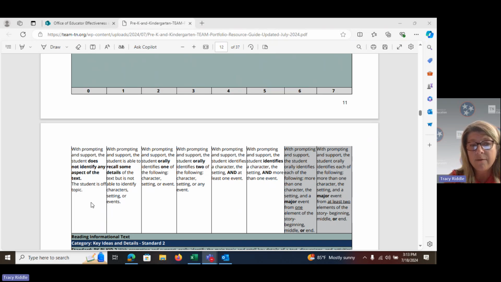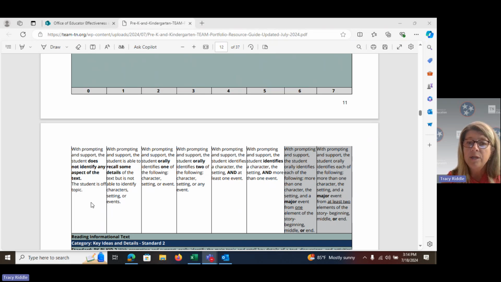In order for them to be correct, in identifying a character, they must say that character's name if the character has a name in the text. If the student is able to orally tell you at least one character or a setting or an event, then that would score a level 2.